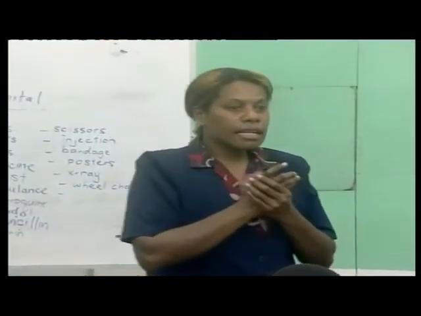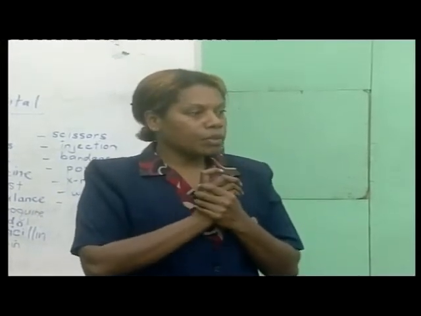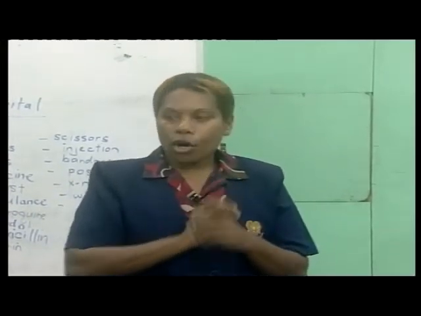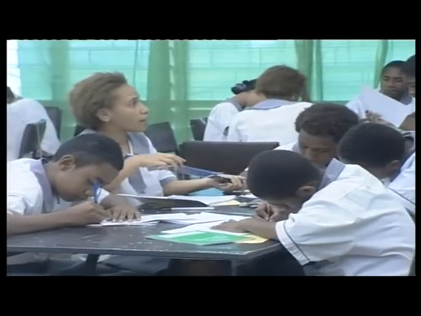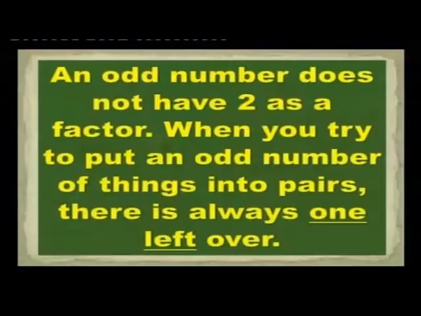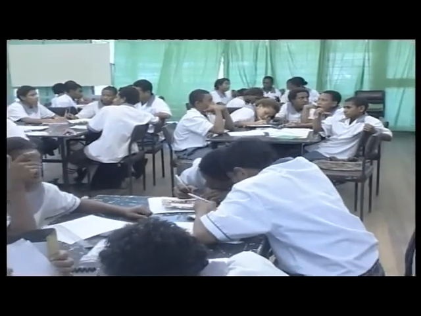Receiving students? Let's just summarize today's lesson. What are odd numbers? Can you put odd numbers in pairs? No. When you pair odd numbers, there will always be one left over. And is 2 a factor of an odd number? Yes or no?